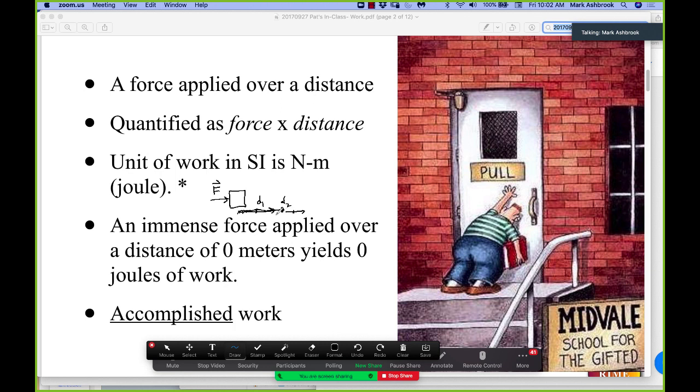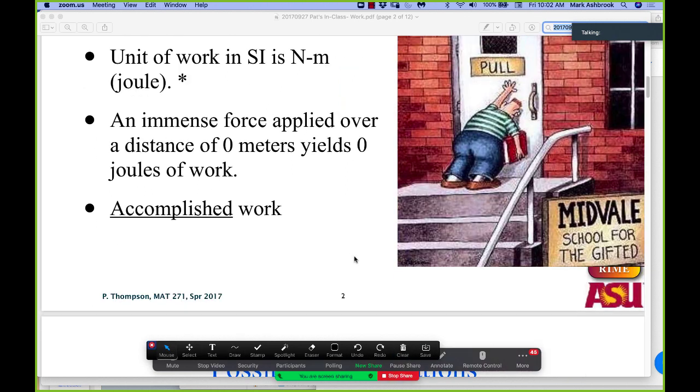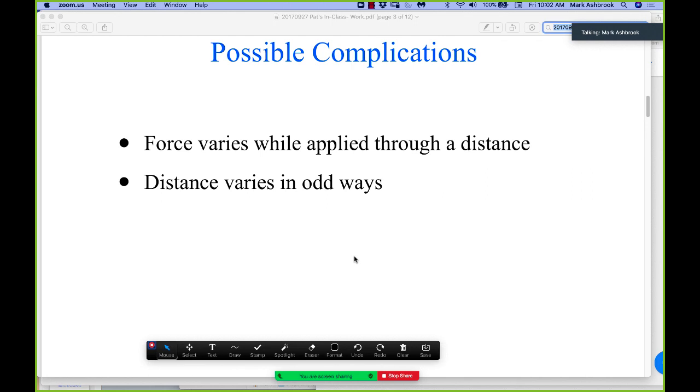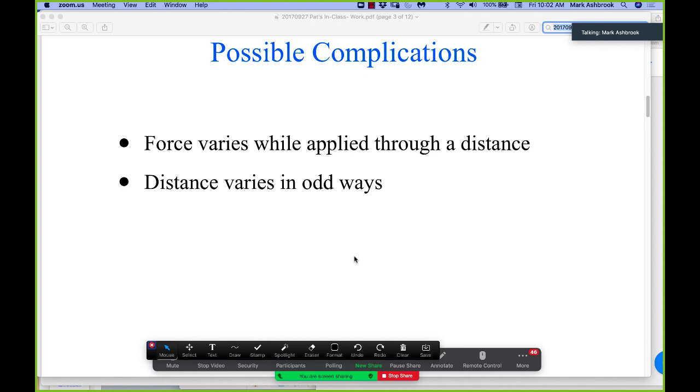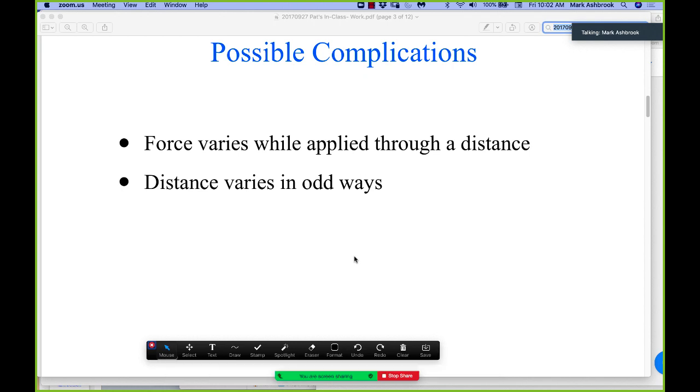But then there are other complications too. Maybe the force being used is varying. Maybe there's a force function. That's going to complicate matters. And then maybe the distance varies in odd ways. Maybe it's not a straight distance. Maybe there are going to be turns, and it's not going straight. So both of these things complicate this endeavor of trying to find a work function, right? The accumulated work since the force started being applied.